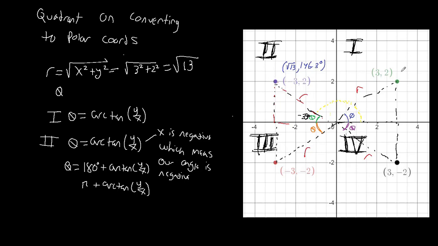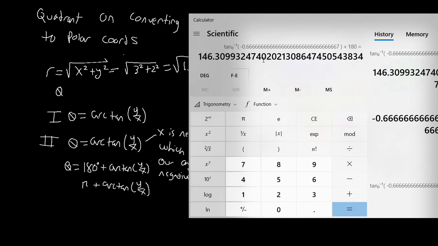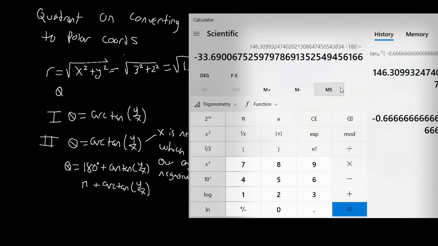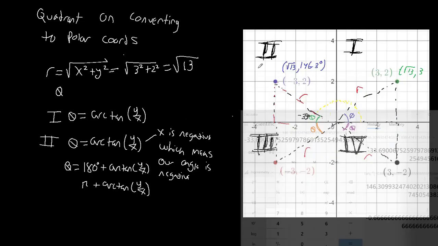So just to reiterate, this one had a value of root 13 and a value of, if we remember back to our previous video, let's pull up our calculator just to make sure we get this right. If we subtract 180, it's going to be 33.7 degrees.